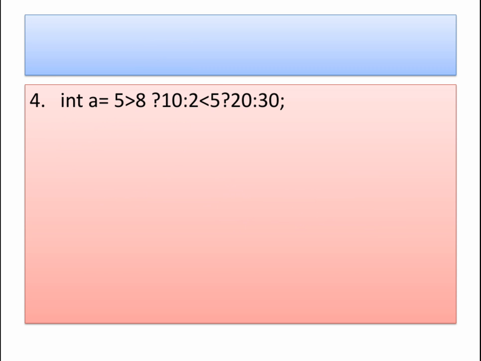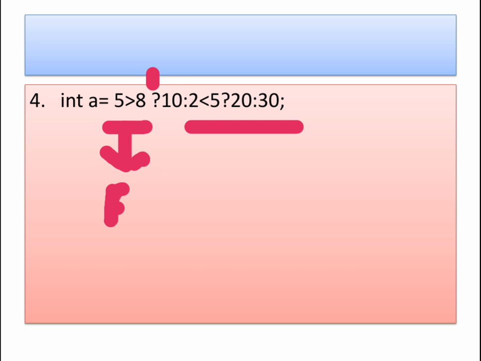Okay. Next. 5 greater than 8, true or false? False. But here we have two question marks and two colons. Very important question. First the condition will be checked. The condition is false. So where will it go? It will go to the part after the colon. So it will reach this part. See, question mark, true value and the false value. This is the false value.